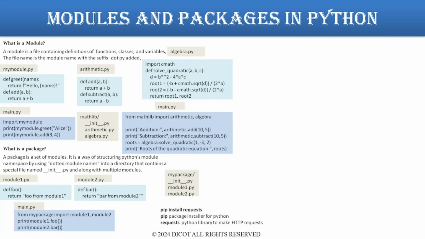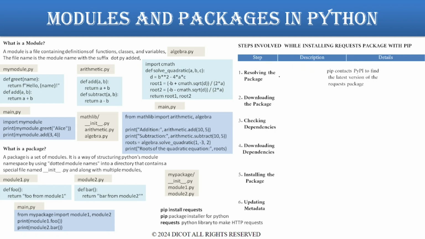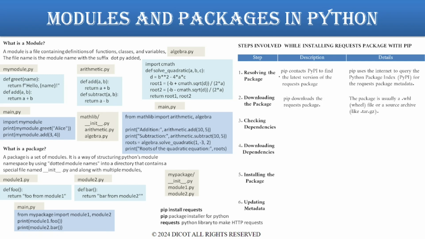When pip installs the requests package, first, resolving the package: pip contacts the Python Package Index to find the latest version of the requests package. Pip uses the internet to query the Python Package Index for the requests package metadata. Downloading the package: pip downloads the requests package. The package is usually a wheel file or a source archive.